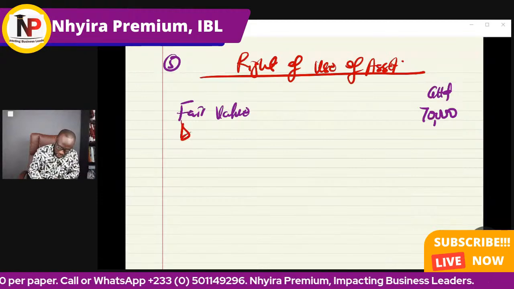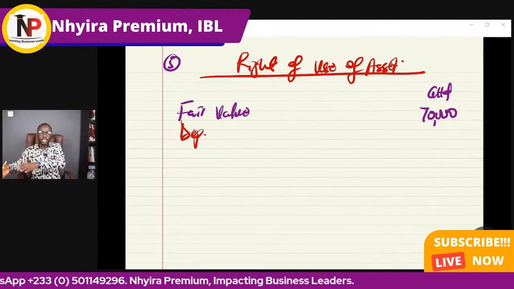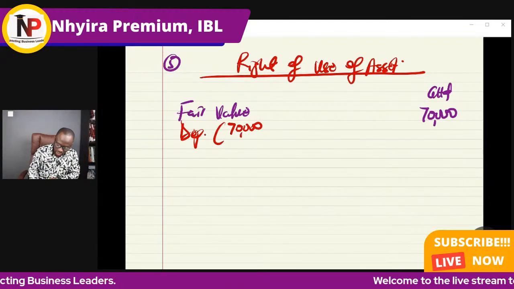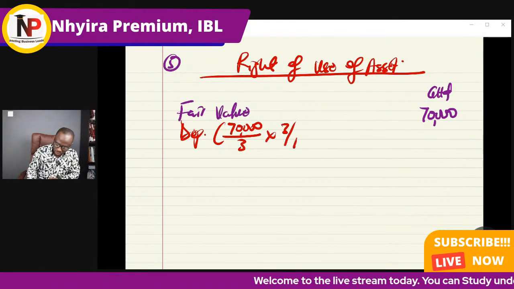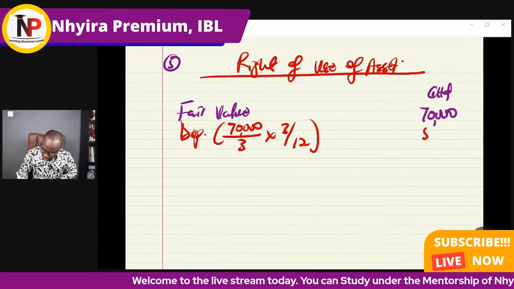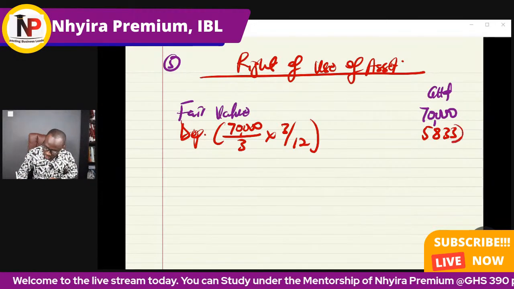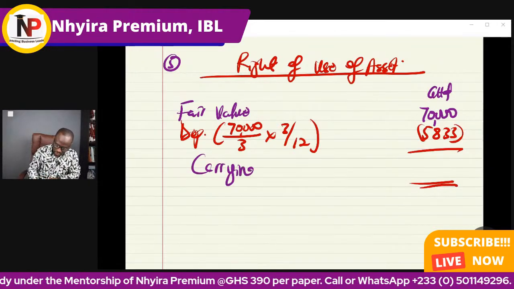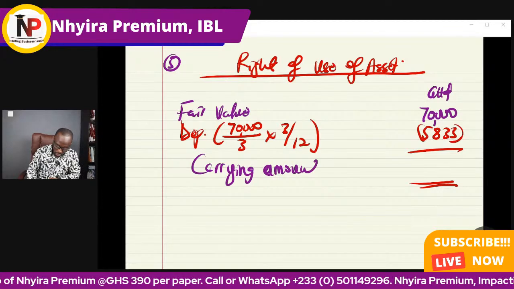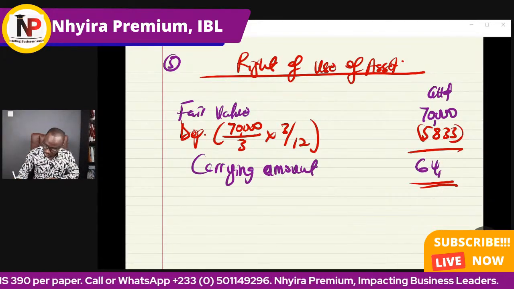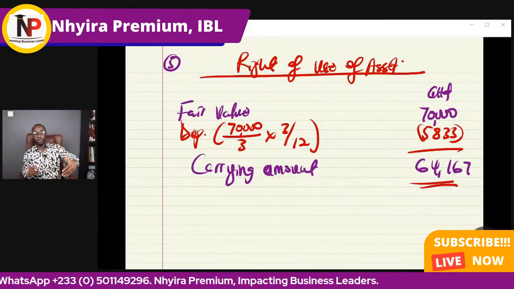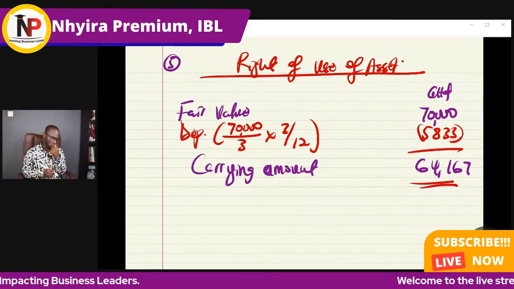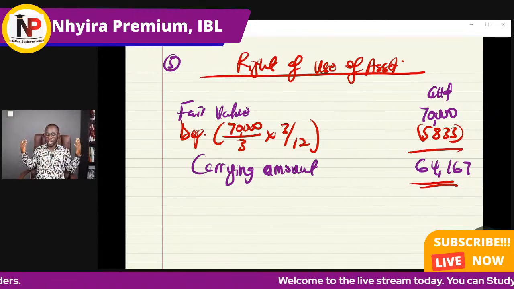Then we will charge our depreciation. Remember, from September to December 2015, it's 3 months. So our depreciation is going to be 70,000 over 3 times 3 over 12. And that's going to be 5,833. We take it out, and we get a carrying amount of the right of use asset. And I'm getting 64,167. So that is the idea about the right of use.